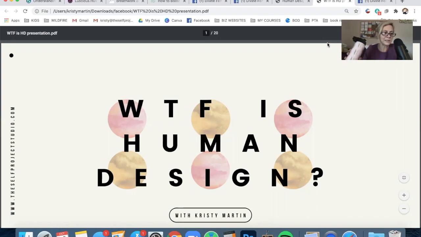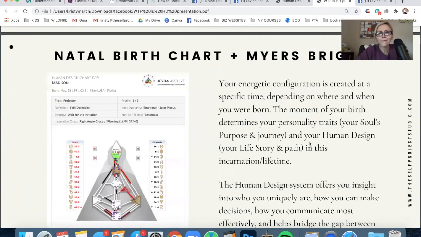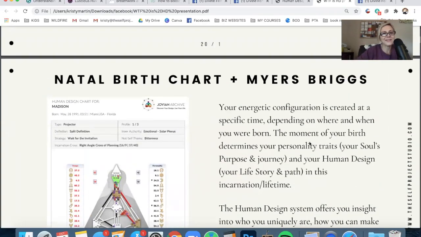WTF is human design, right? And so I really start to break the chart down for you here. Let's go on down. I really like to say, hey, this is your natal birth chart, which is astrology, plus Myers-Briggs, which is that personality test that we all know, INFP over here.